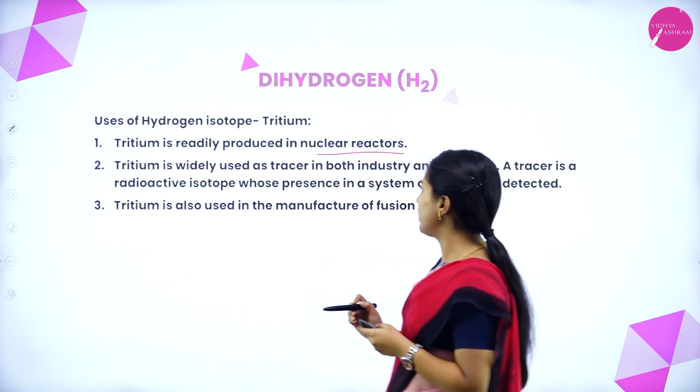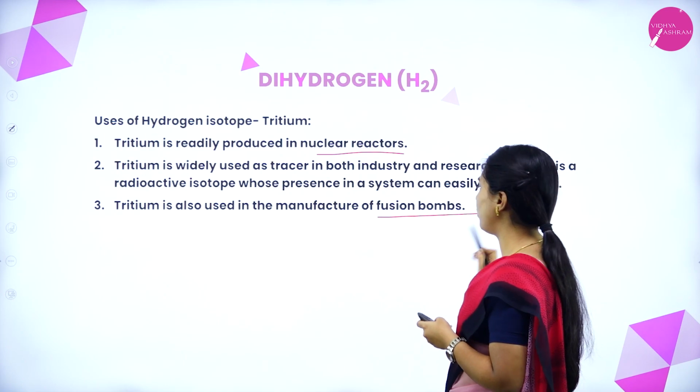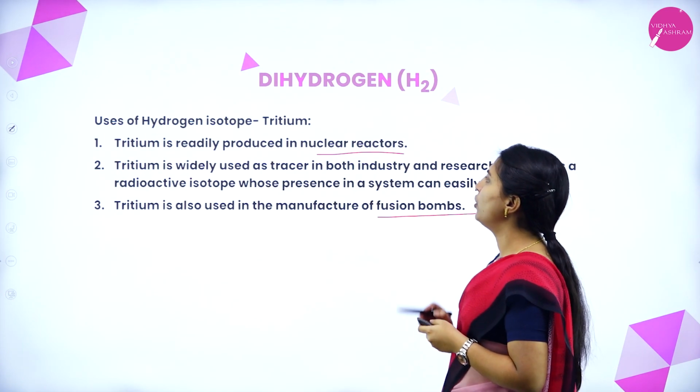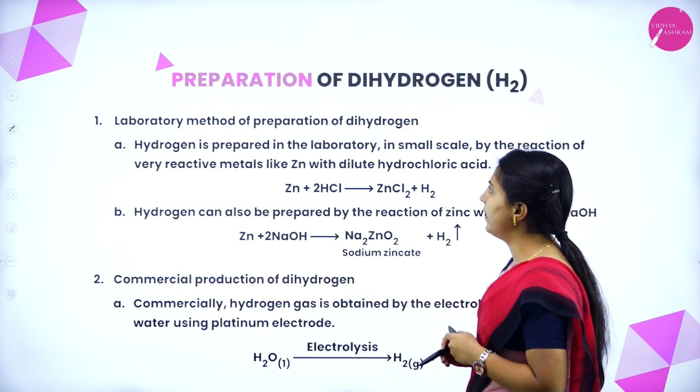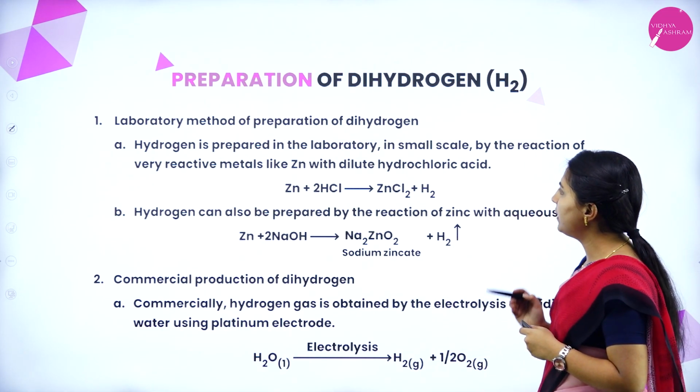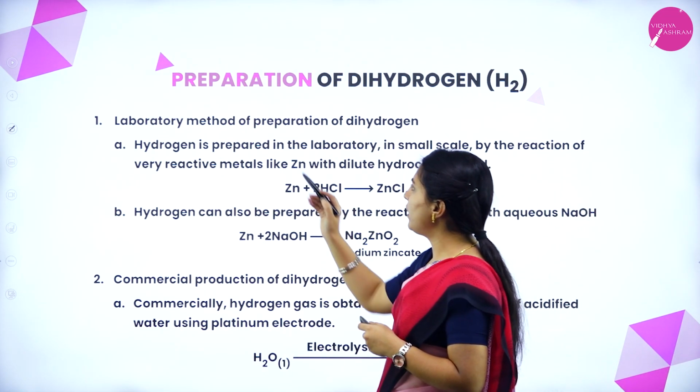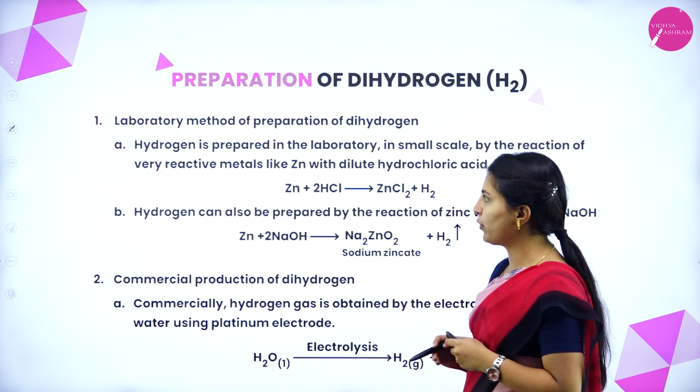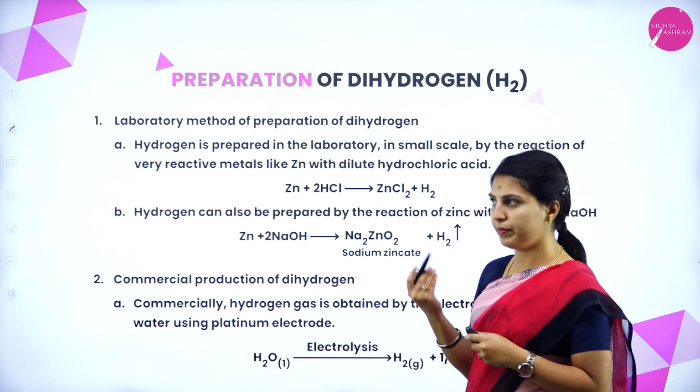Tritium is also used in the manufacture of fusion bombs. Okay, these are the uses of tritium. Next, preparation of dihydrogen. Laboratory method of preparation of dihydrogen. There are various kinds of preparation.